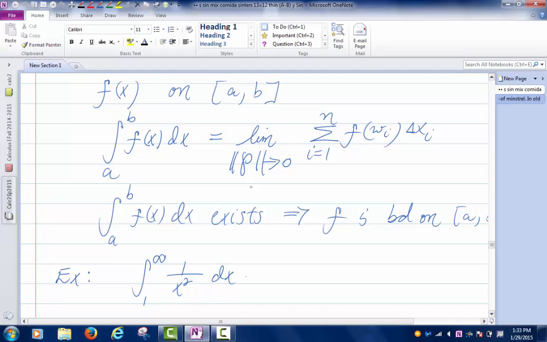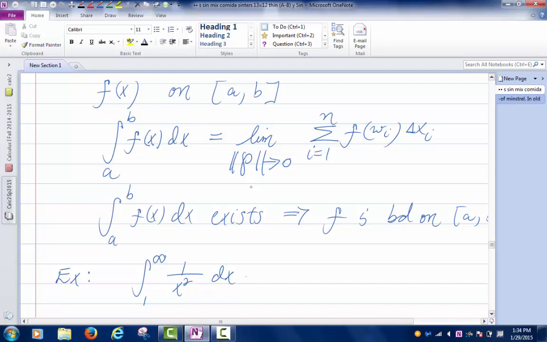It means that the value of f is always between two numbers over the interval from a to b. In other words, if you look at the graph of f over the interval from a to b, the graph is in between two horizontal lines. That's what it means to say that f is bounded. Okay.